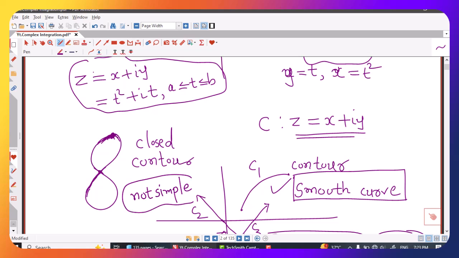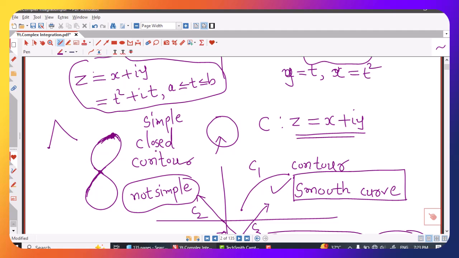So if our contour is crossing itself, then we can say that it is not a simple contour. Simple contour means like this. If we are considering a circle, then this is a simple contour because it does not cross itself. This is also a simple contour. If we start with this point, then it does not cross itself, and this is simple as well as closed, therefore it is known as a simple closed contour.